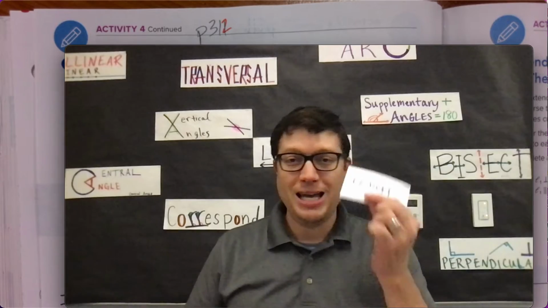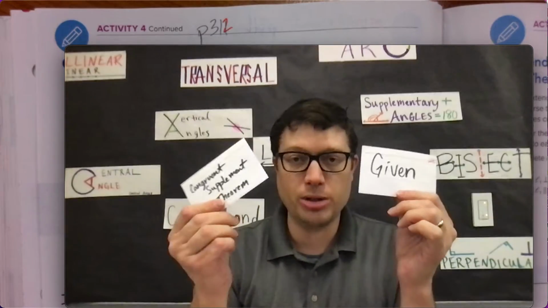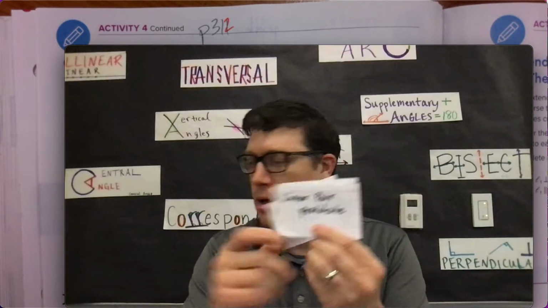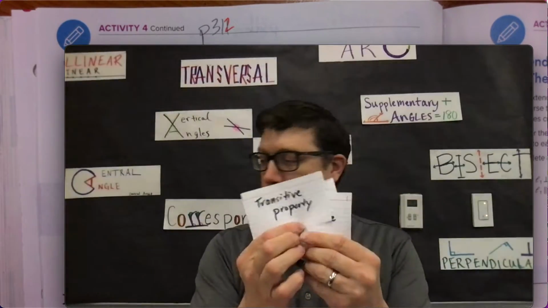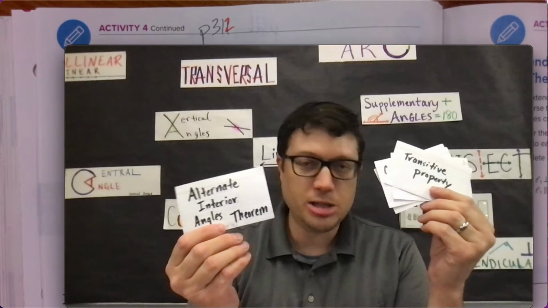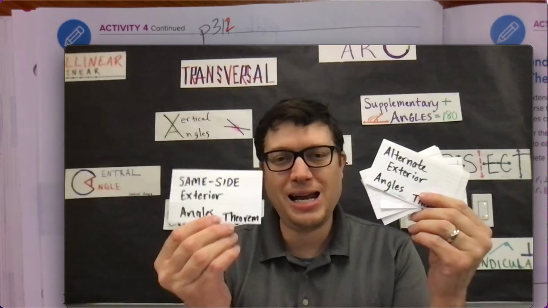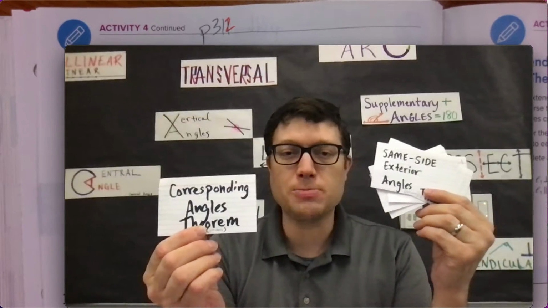We're going to be using given. We're going to be using congruent supplements. We're going to be using linear pair postulate. We're going to be using the transitive property. We're going to be using alternate interior angles. Maybe, maybe not, I don't know. We're going to be using alternate exterior angles. Put that one in the pile. We're going to be talking about same side exterior angles. And then we're going to be talking about corresponding angles.